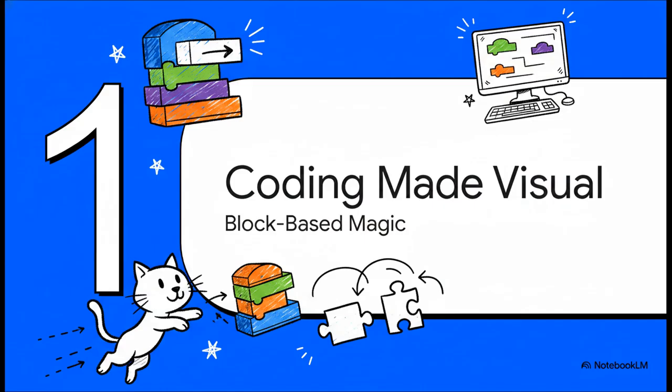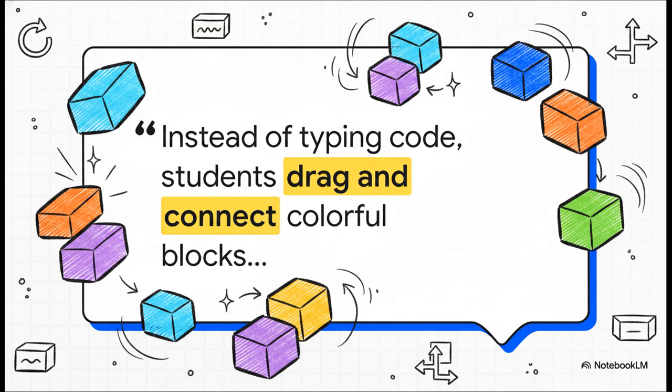All right, let's kick things off with Section 1, Coding Made Visual. The absolute magic of Scratch is how it handles the code itself. Instead of typing, students just drag and connect these colorful blocks that represent different commands. It completely removes the intimidation factor. You're still learning all the core fundamental computer science stuff, loops, variables, conditionals, but you're doing it in a way that just feels like playing. It's a real game changer because it totally democratizes the ability to create software for learners of any age.